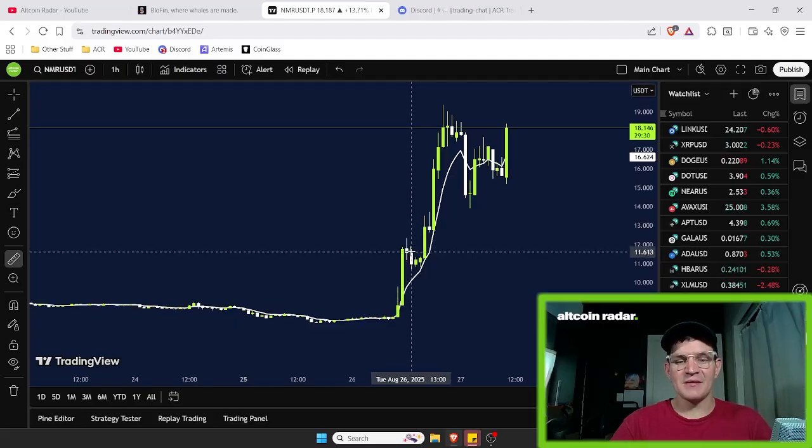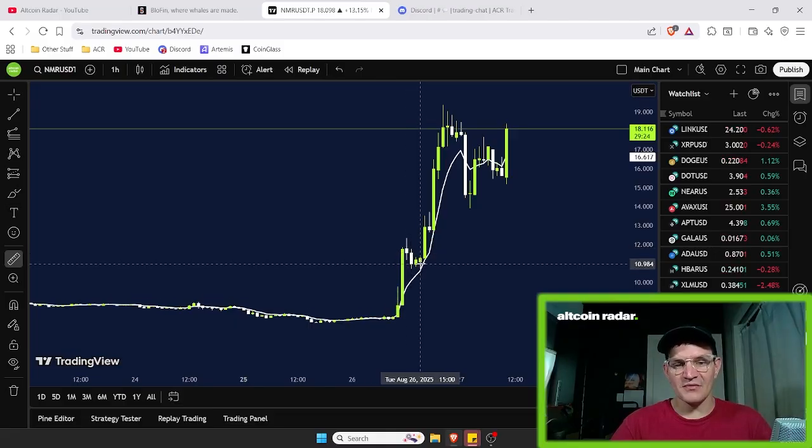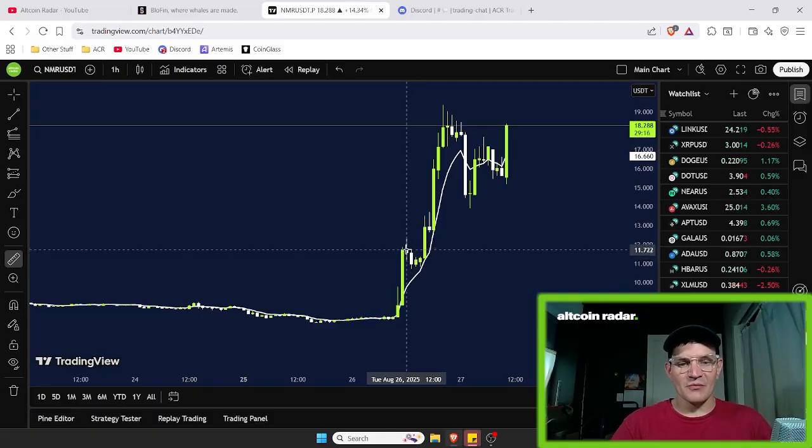That tells us that bears are starting to take over again because they want to retest this moving average right down in here. So you would have wanted to enter when this candle ended up closing below the previous green candle right here.